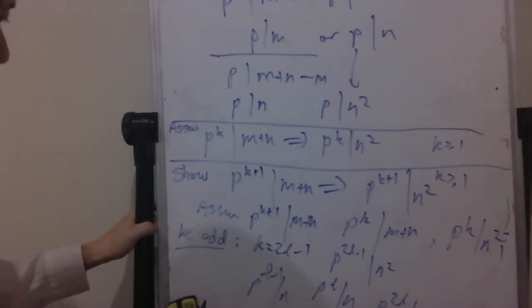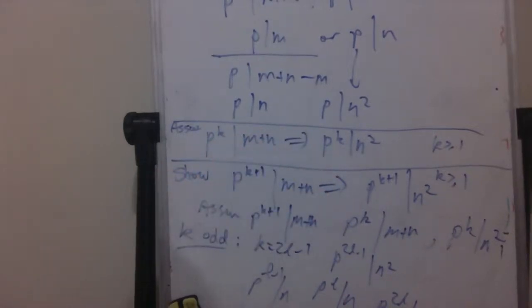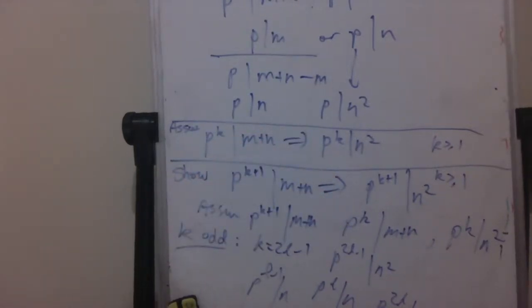Yeah, okay. But its basic premise is that if p cubed divides n squared, then the fourth one has to be there too; the fourth must divide n squared. Yeah. Because if p cubed divides n squared, then p squared has to divide n.